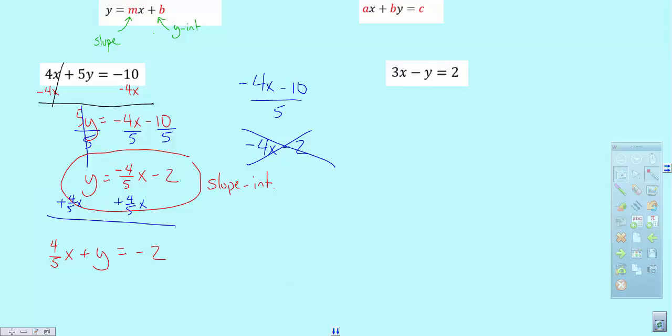Our problem with this is that it looks great, but it has a fraction in it, and the computer is going to want you to get rid of that fraction. So in this case, to get rid of that denominator, we would multiply everybody by the denominator. So take the first term times 5, that would give you 5 times 4/5 x, plus 5 times the second term, 5 times y, equals 5 times the third term.